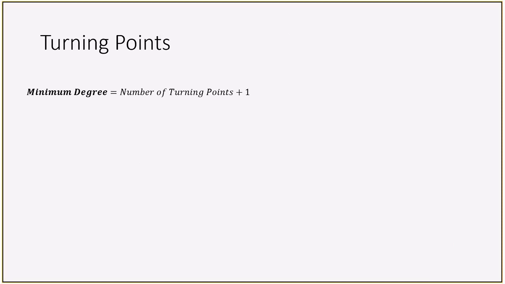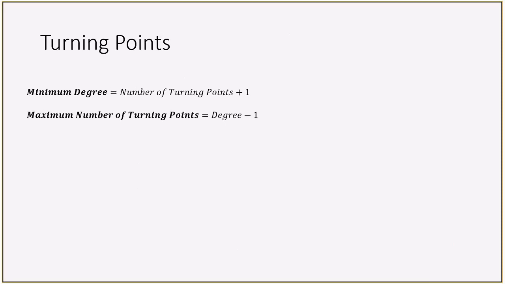So a turning point on a graph is exactly what you would think it would be. If you start to draw and let's say you're going up and then you move down, that's a turning point. You're going down and then you have to move up, that's a turning point. And so a cute relationship between degrees and turning points is that your minimum degree is always equal to your number of turning points plus 1.